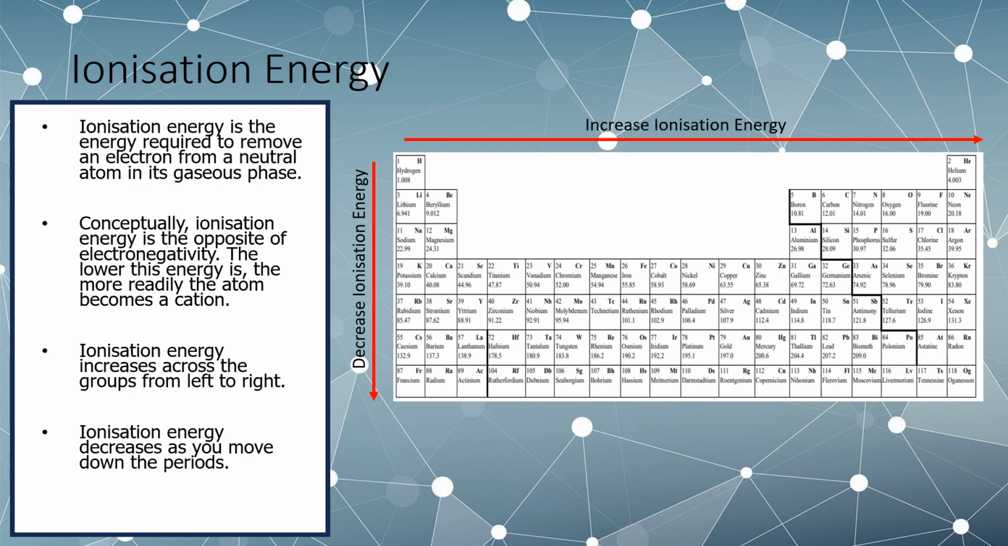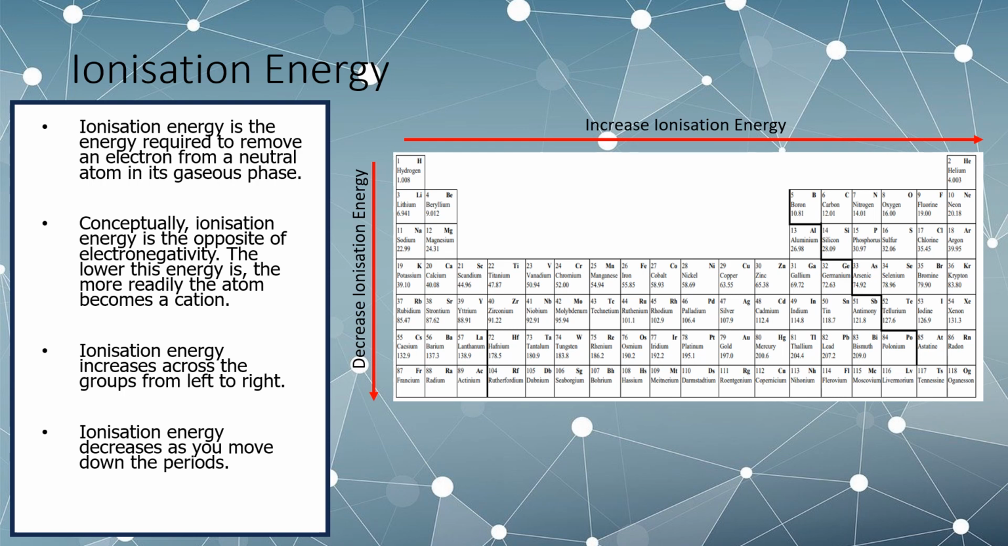Ionization energy, on the other hand, is the energy required to remove an electron from a neutral atom in its gaseous phase. Conceptually, it's effectively the opposite of electronegativity. The lower the energy is, the more ready the atom becomes a cation. So effectively, this is getting rid of electrons, whereas electronegativity is gaining electrons. So the trend, as you would guess, is pretty much the opposite.